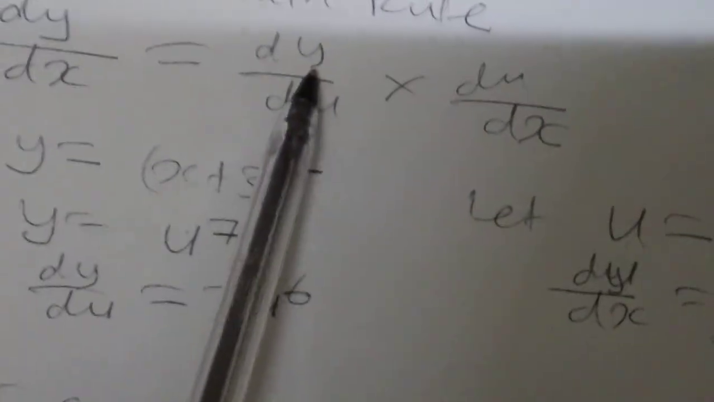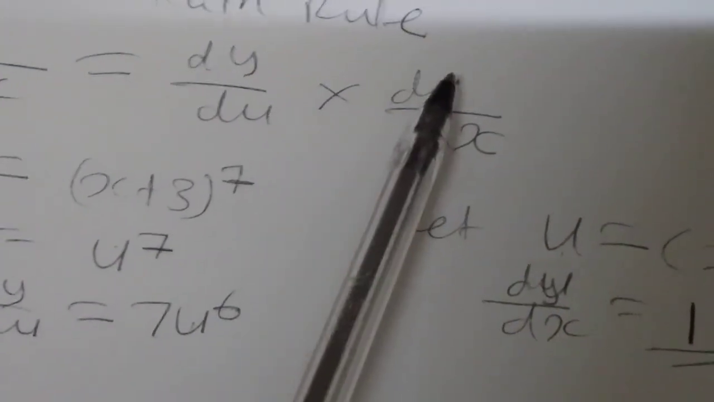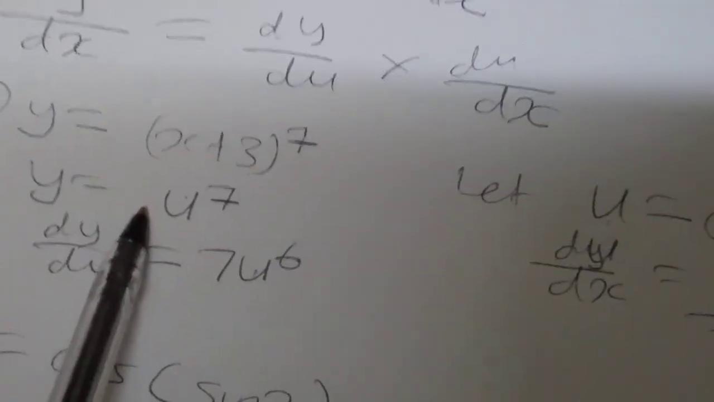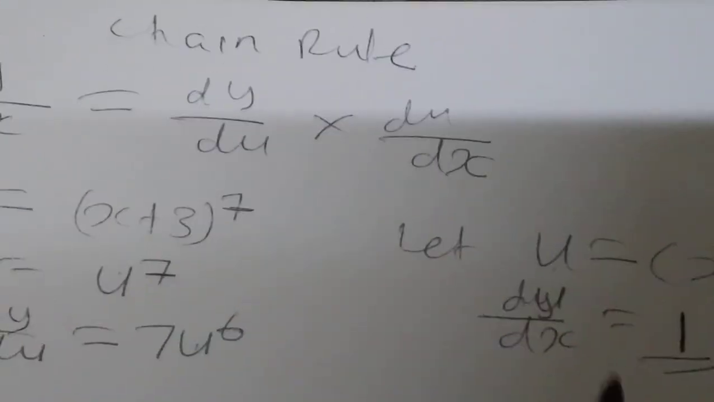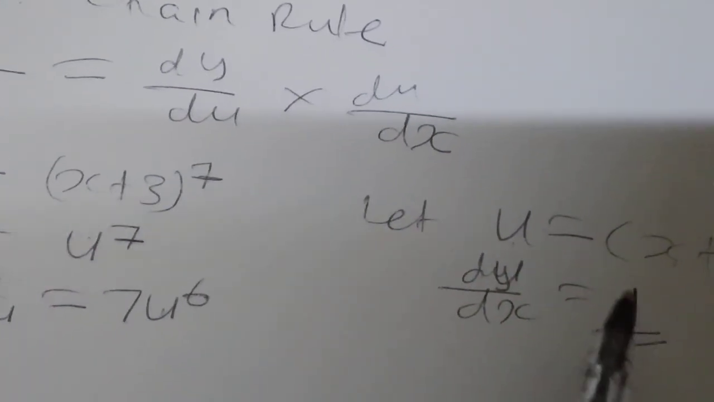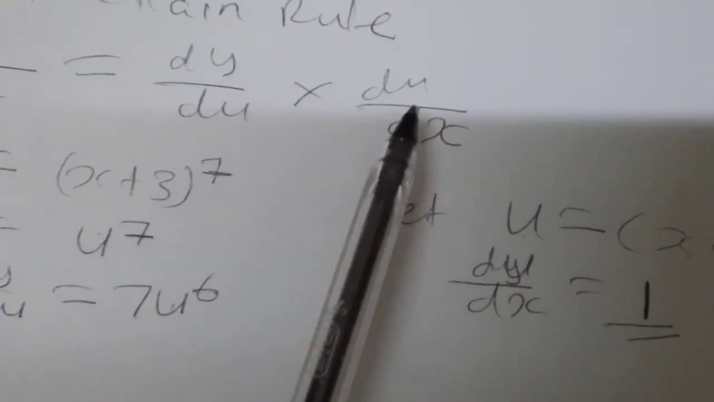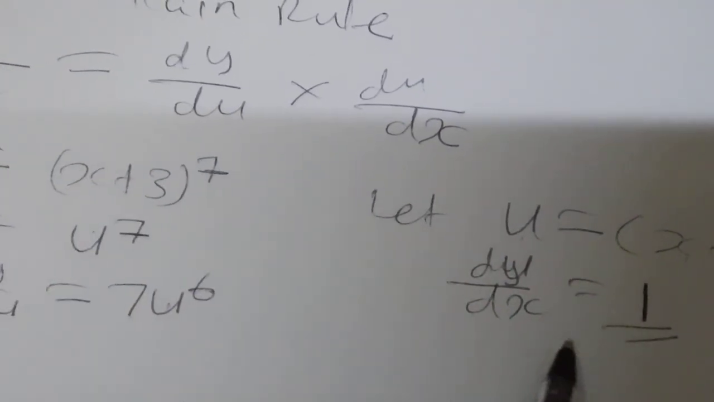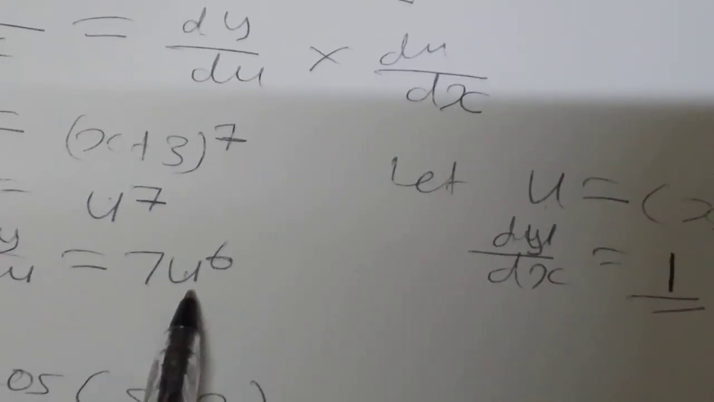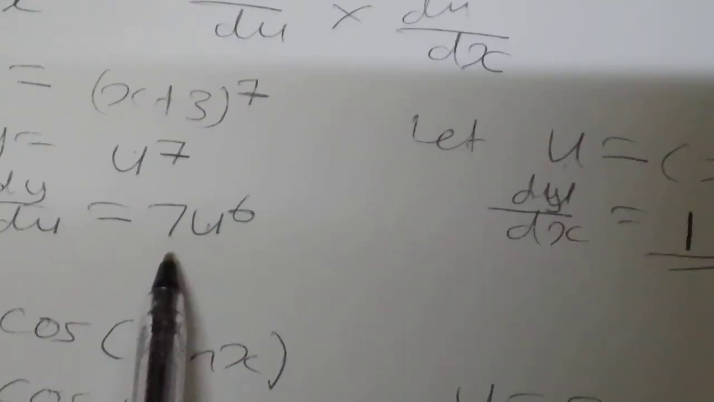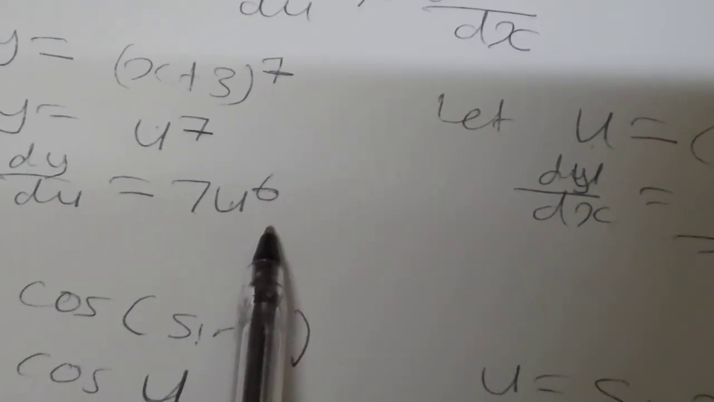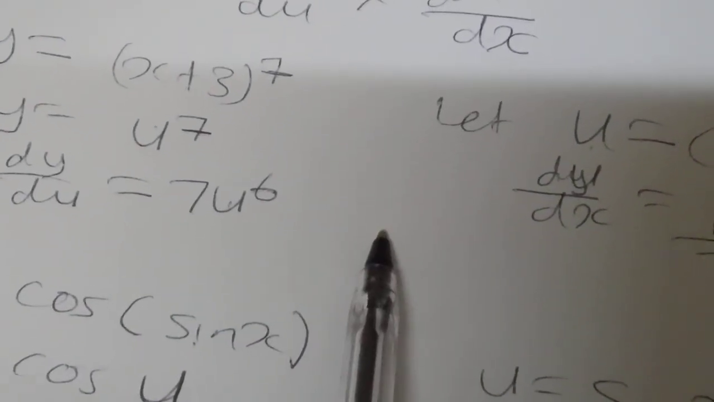So let's go back on top. As I said here, dy over dx is equal to dy over du multiplied by du over dx. So from our part A, we have our dy over du, which is 7u to the power 6. Then du over dx is equal to 1. So you have to now multiply dy over du times du over dx. So this one multiplied by 1. If you multiply, you're going to have 7u to the power 6. Then where there is u, you replace it with x plus 3. So this will just be 7 multiplied by x plus 3 to the power 6. We are done with this question.